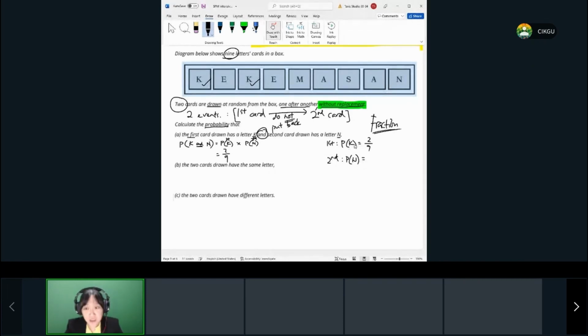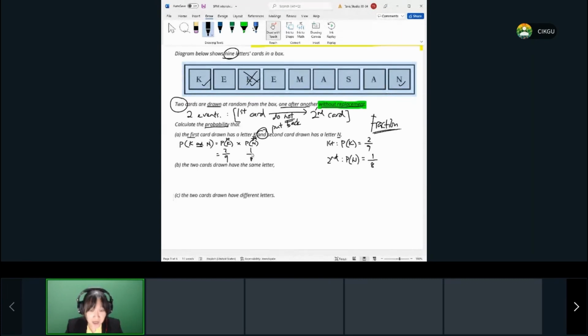Logic also. Remember I said already, without replacement means I pick this K out, and after I pick this K out, this K card is gone already. That means the remaining cards, only 8 cards, right? So out of the remaining 8 cards, I want to pick an N. How many N's are there? Only 1. So 1 out of 8. That's it. Logic. So the second card picking N, 1 out of 8.